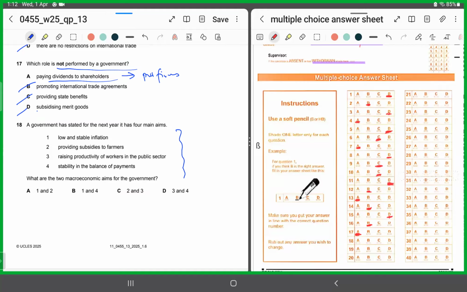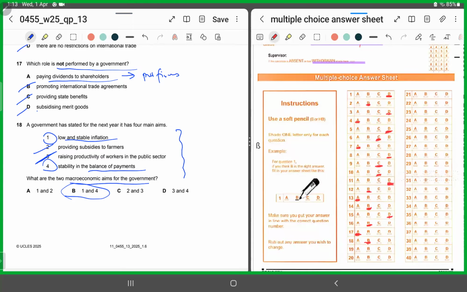Now they're asking what are the two macroeconomic aims? Now macro means governing the entire economy. Providing subsidies is micro. It's only related to farmers. It's a small level. Similarly, workers in the public sector is also concerned with that area. So it's inflation and BOP, we are talking about aggregates, so it has to be 1 and 4. So this means B is the correct answer.